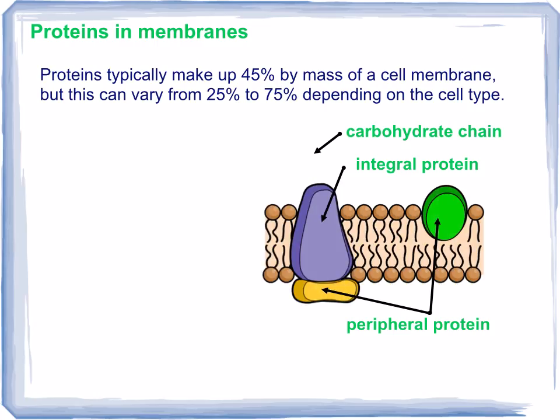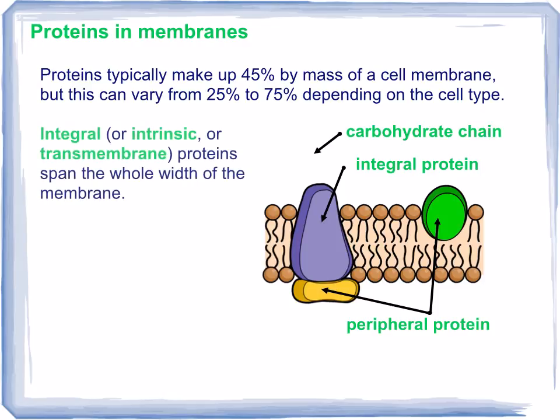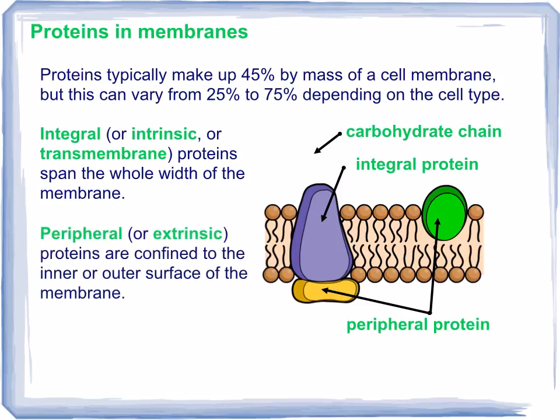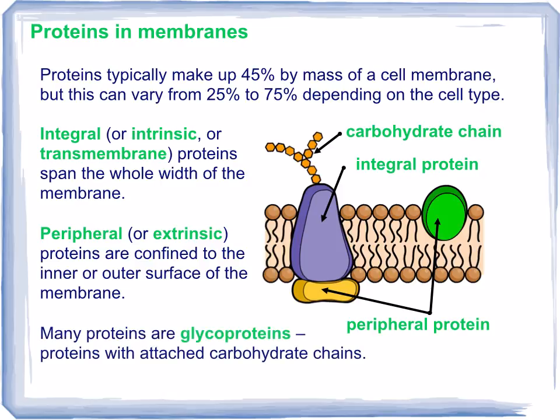So proteins typically make up about 45% of the cell membrane, and they do vary. So you've got your integral. Remember, the integral goes throughout the whole membrane, and then the peripheral protein. Peripheral proteins are confined to the inner or outer surface of the membrane. And then you do have some glycoproteins with the carbohydrate chain attached.